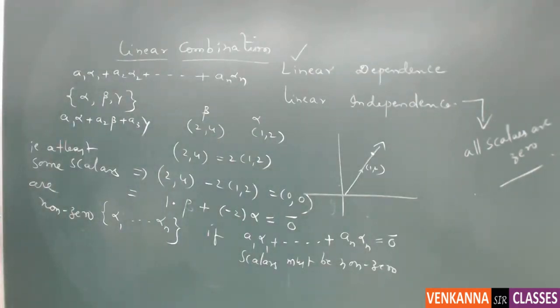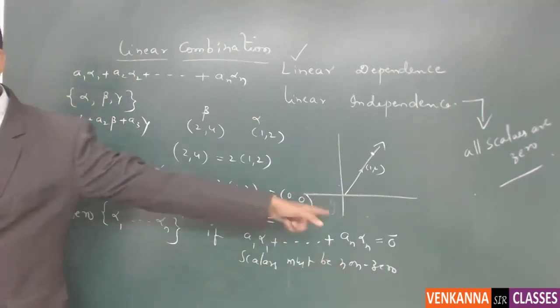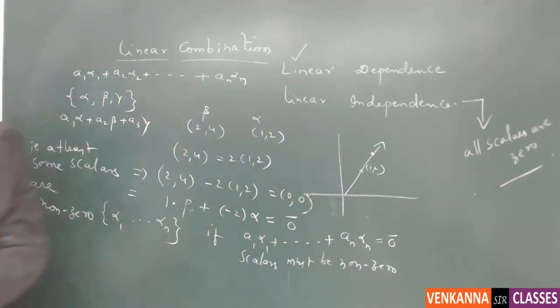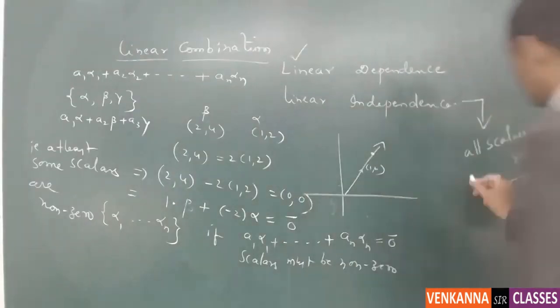So if you write a linear combination, the result is 0, then all the scalars must become 0. In other words, by taking a1, a2, so on an, all these numbers as 0, then only the result of the combination will become 0. It is called linear independence.